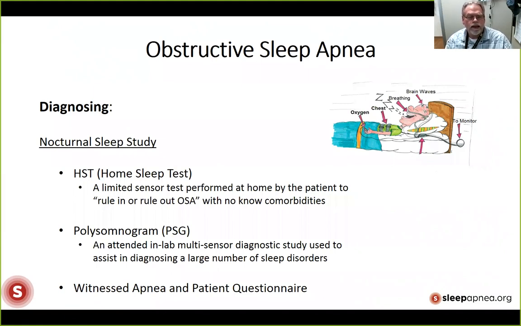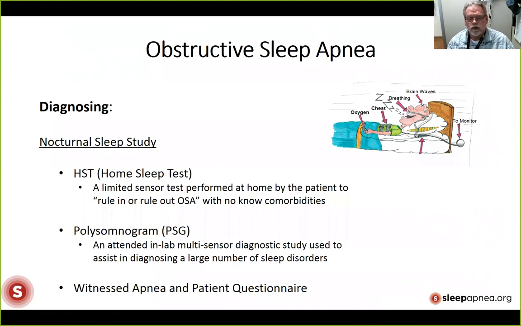All right, so how do we diagnose obstructive sleep apnea? Currently we generally use two types of testing methods. One of them is a home sleep test, a limited sensor test performed in the home by the patient themselves, and it's usually used to rule in or rule out obstructive sleep apnea, the OSA. This is generally done for a person who has no other comorbidities. They're not a cardiac patient, they don't have severe diabetes, they're not a child, so we can look at doing a home sleep test. Again, we either rule in or out, or we determine that we can't decide one way or the other.